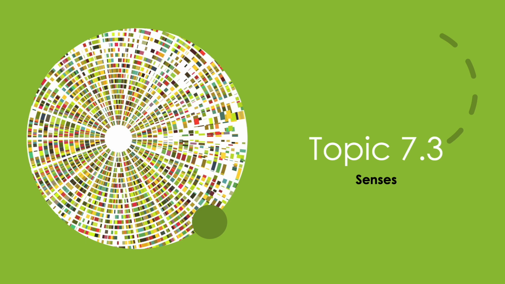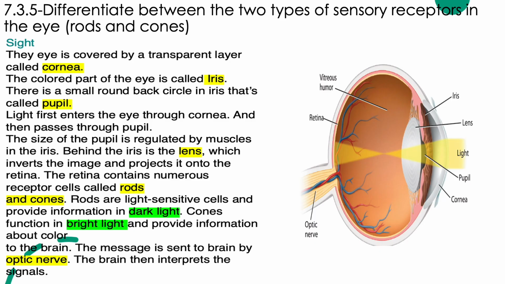Here we have topic 7.3, which is called senses. So we will continue now through the senses of the human body. So here we are going to differentiate between the two types of sensory receptors in the eye, which are rods and cones. Remember that the eye is a part of our body, and it's one of the senses, and one of the most precious senses that help us to see.